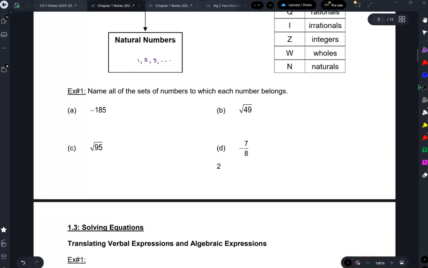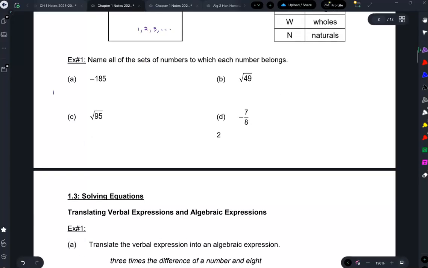Okay, so let's classify. Negative 185. Let's write all of the sets that it belongs to. First of all, it's real. So we say real. Is it a rational number or an irrational number? Rational. That's the first thing you should ask yourself. If it's rational, it's possible to keep going. Otherwise, if it was irrational, it would end. Okay, is it an integer? Yes, it's an integer. What else? That's it. Okay?